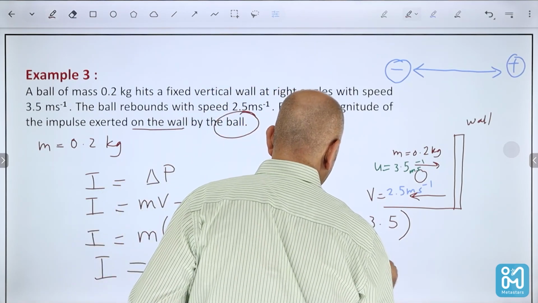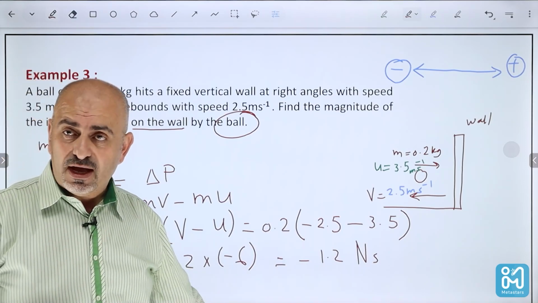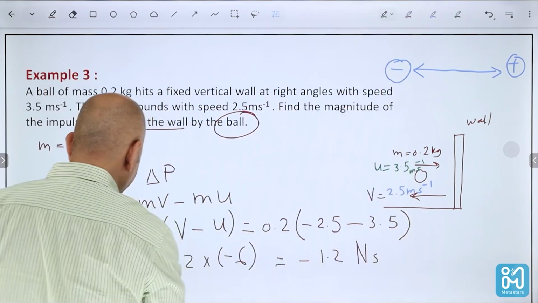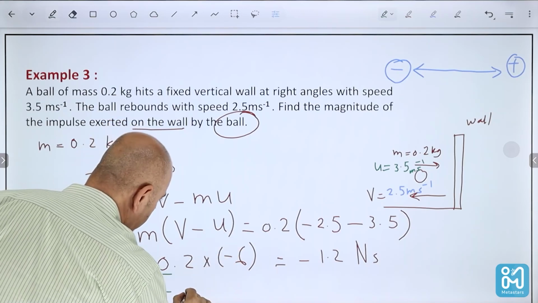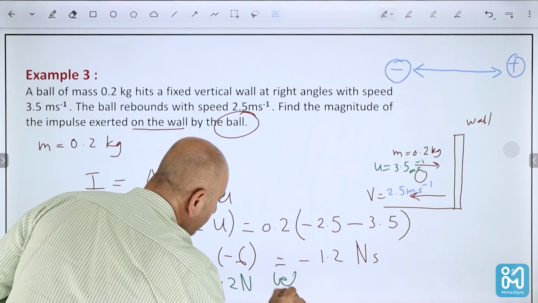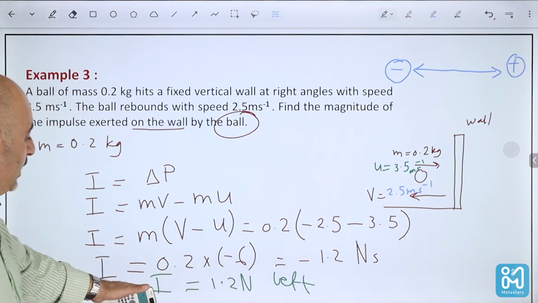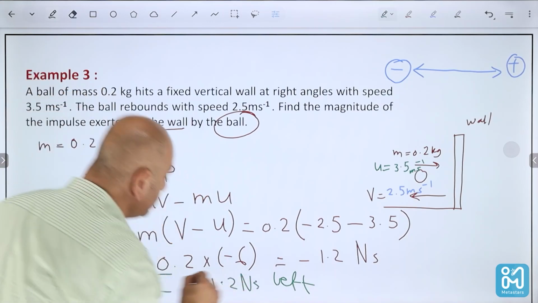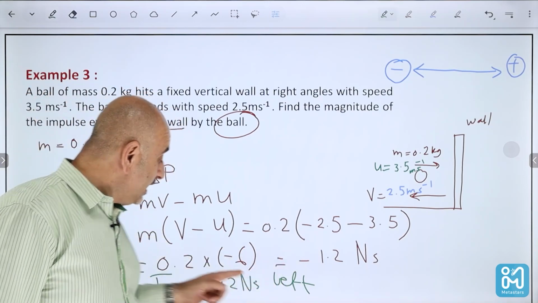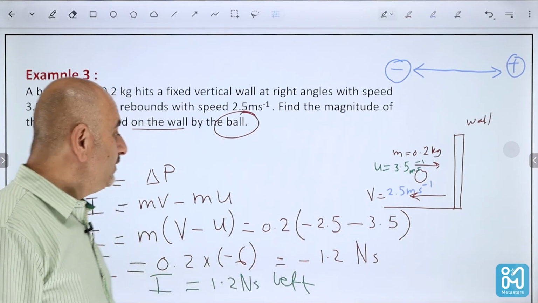So the answer is negative 1.2 newton seconds. Now, I shouldn't show any negative signs on my final value of impulse. So I'm going to write impulse equals 1.2 newton seconds left. Just remove the negative sign. Always remove the negative sign and replace it with the direction. So impulse equals 1.2 newton seconds left. Don't give your final answer on the exam as negative. Give it as positive, but indicate the direction instead of the negative sign. So say left. All right?